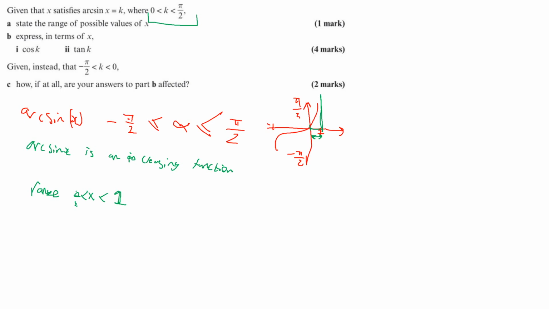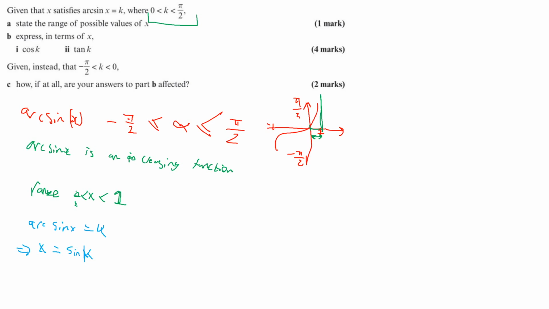So now, if this is the case, express in terms of x, where arcsine x is equal to k, cos k and tan k. Whenever we have stuff like this, where we have to put it in terms of something else, a good idea is to think of it like this. If arcsine x is equal to k, then that means that x is equal to sine k. Okay? It's in reverse to what we would normally do in trigonometry.